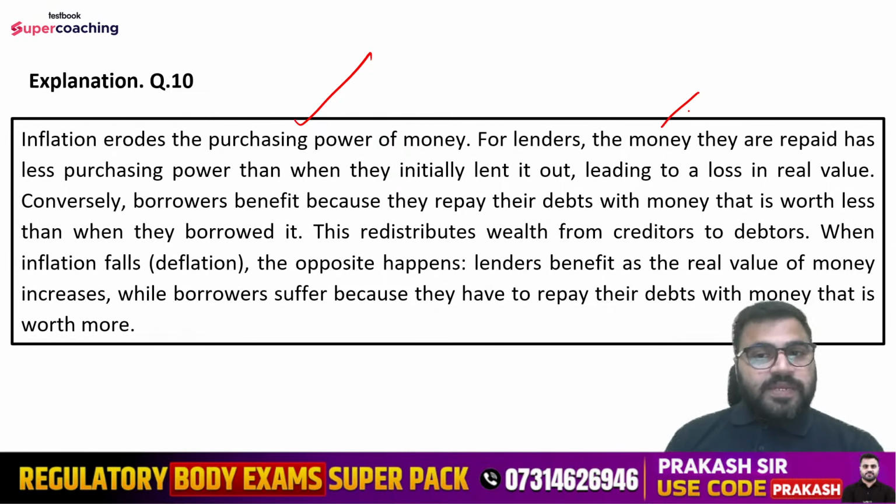Question number 11 is, how does the CRR help in controlling inflation? That is cash reserve ratio. How does cash reserve ratio help in controlling inflation? Options are by increasing government spending, by reducing interest rates, by lowering import duties, by increasing the amount of money banks must hold in reserve, or by subsidizing exports.